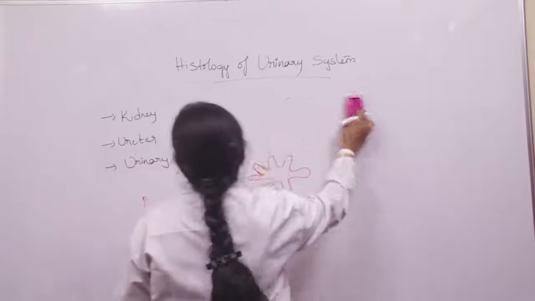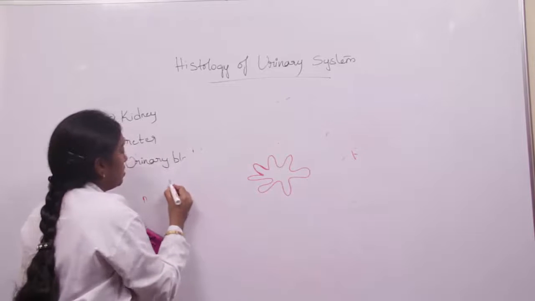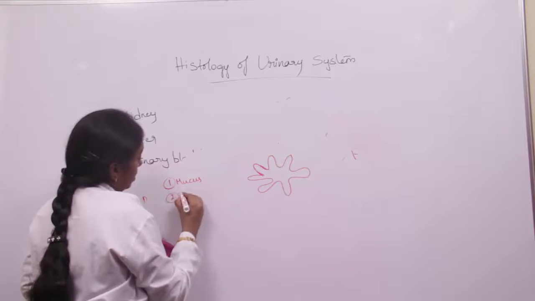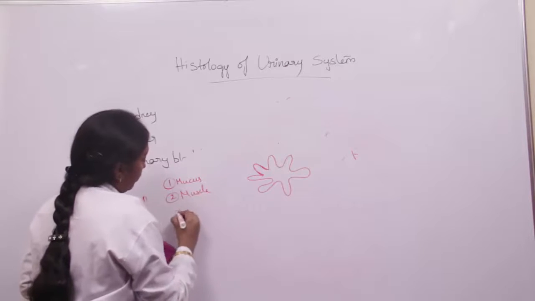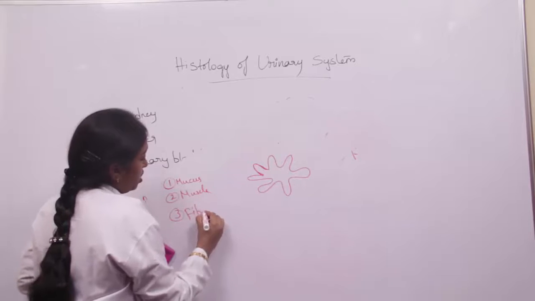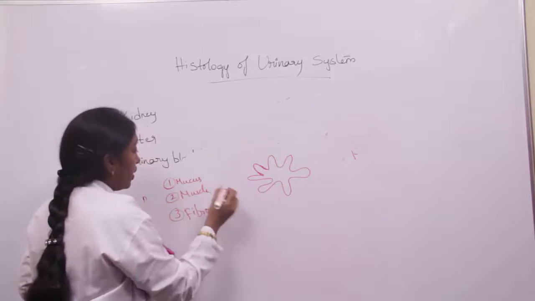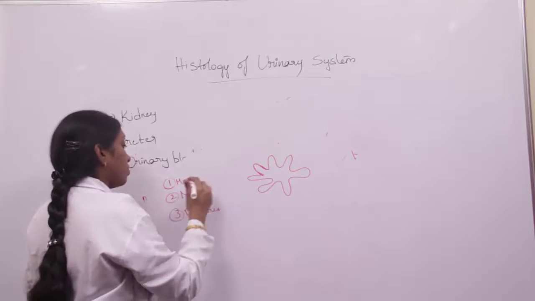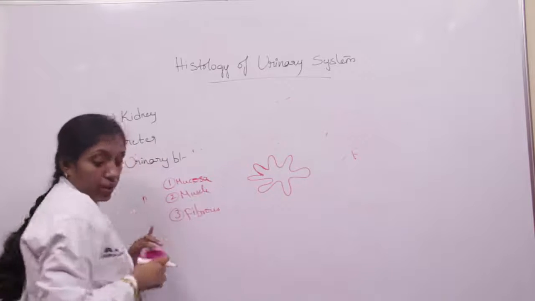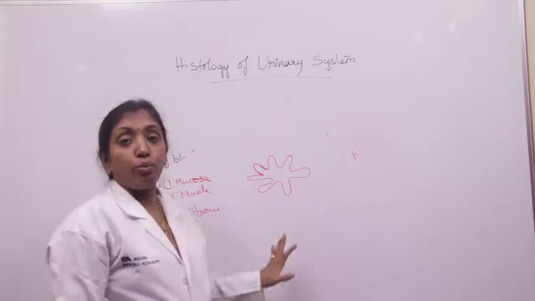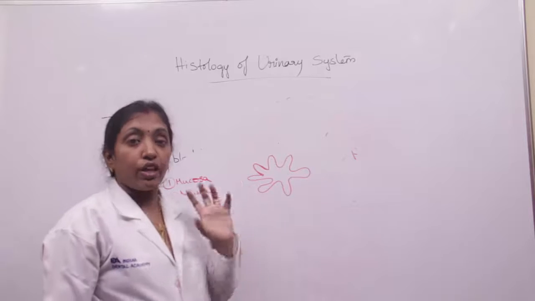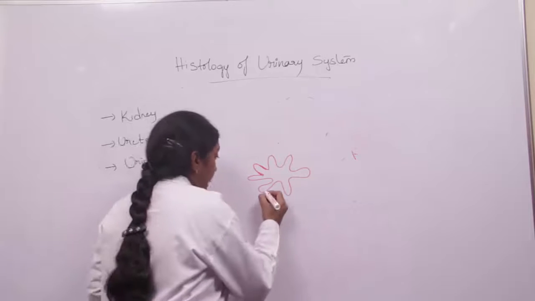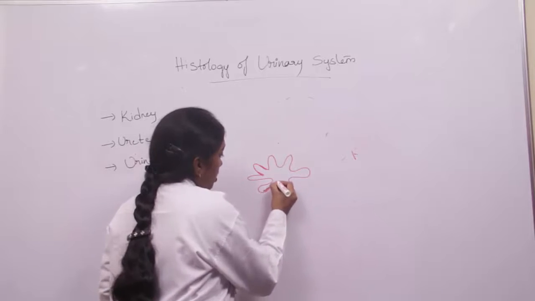So 3 layers from inside out. The mucosa of the ureter is thrown into more folds. This way, in the ureter, you will be able to see the star-shaped lumen, which is lined by transitional epithelium.